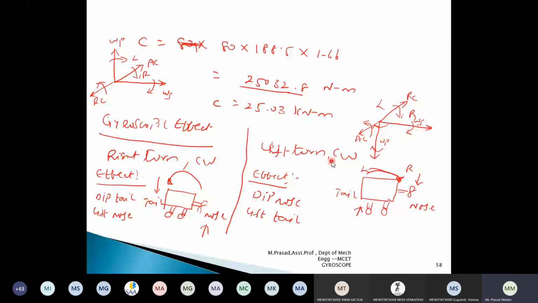This is the left turn, taking a left turn in clockwise motion. This is the aeroplane taking a right turn in clockwise motion. So what is the answer for the right turn? We are getting dip tail and lift nose. I am not repeating again. I am just writing the condition here: for right turn, dip tail and lift nose.